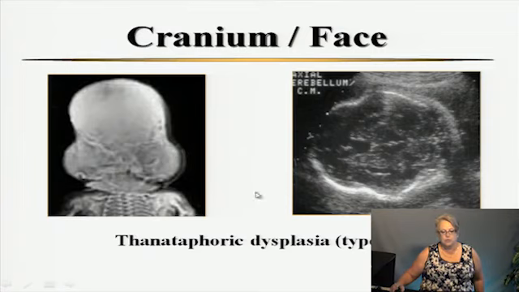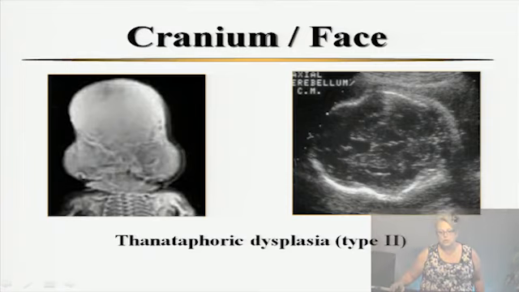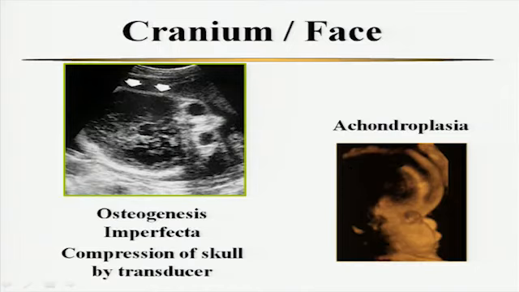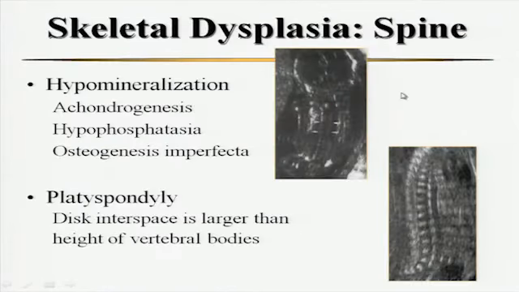So thanatophoric dysplasia usually has that really grossly abnormal cloverleaf skull. The osteogenesis imperfecta and the hypophosphatasia, you can actually compress the skull. And then the hypomineralization, everything. I mean, look how you can hardly see any normal calcium in that baby that had the hypophosphatasia, but you can see them with some of your bad OIs too, with the osteogenesis imperfecta.